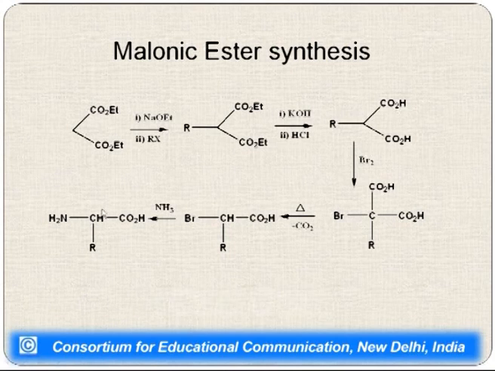the amino acid. The second step is KOH and HCl to hydrolyze these two esters, and we get the dicarboxylic acid molecule with an R substitution. Then we brominate it by using bromine, and there is another hydrogen which is present, which goes out and HBr is removed, and we get the bromine here.